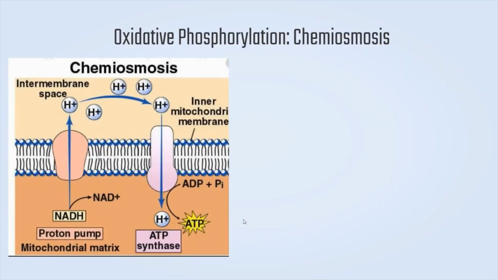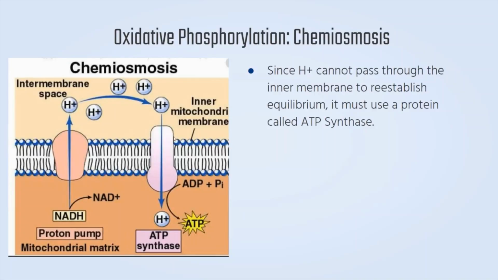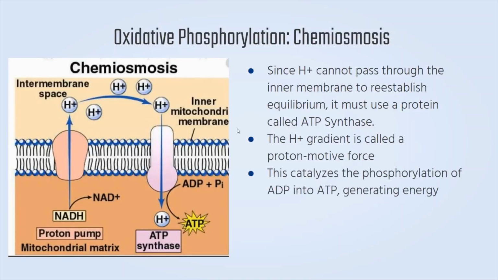And this brings us to chemiosmosis. Because of the H plus concentration, and H plus cannot pass through this inner membrane to reestablish equilibrium, it must use a protein called ATP synthase. This H plus gradient is called the proton motive force. This catalyzes the phosphorylation of ADP into ATP, generating energy. As these H plus ions pass through this ATP synthase, ATP will be produced.